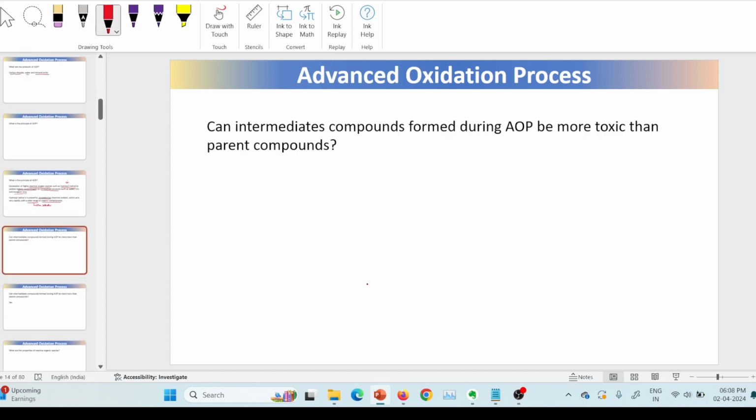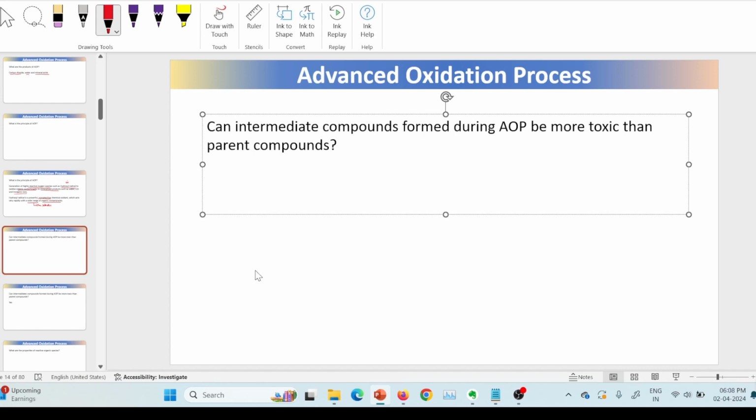Can intermediate compounds formed during AOP be more toxic than the parent compound? Yes, they can be.